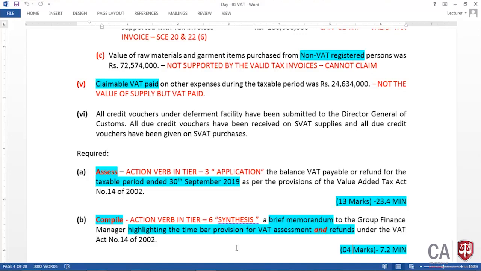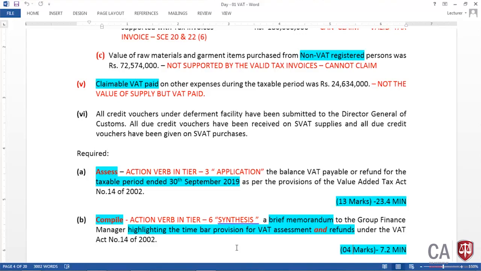Now, explaining part B again: compile a brief memorandum to the group finance manager highlighting the time bar provision for the VAT assessment. I have colored red the words assessment and refunds under the VAT tag. Now see, four marks into 1.8 minutes is 7.2 minutes for 4 marks.